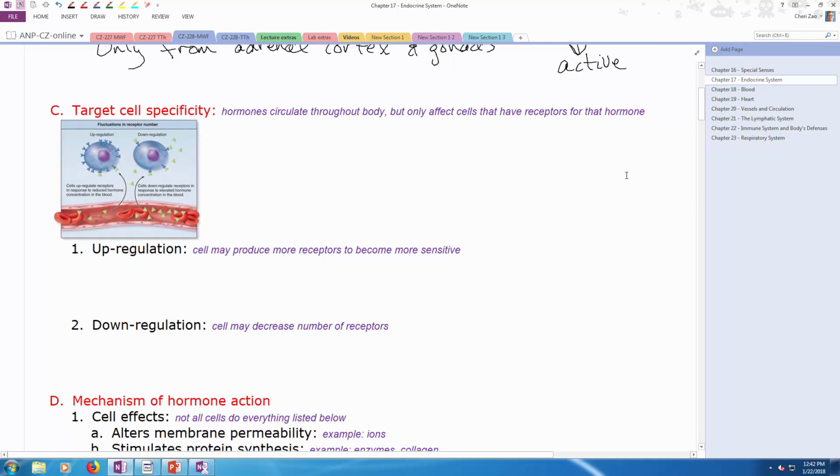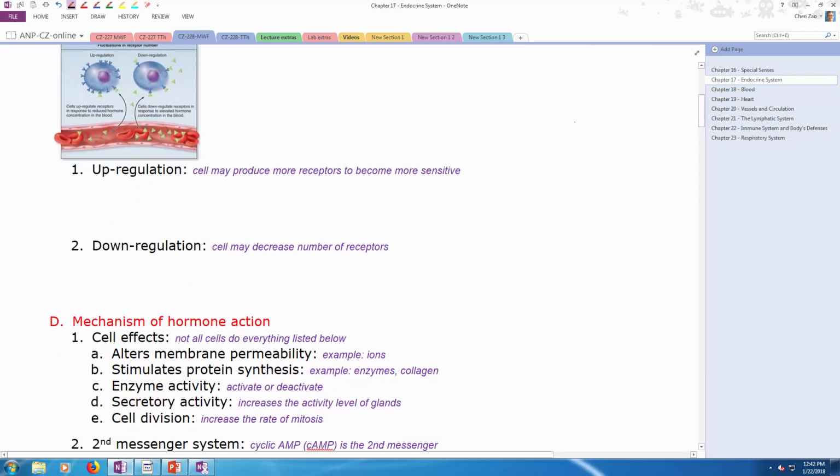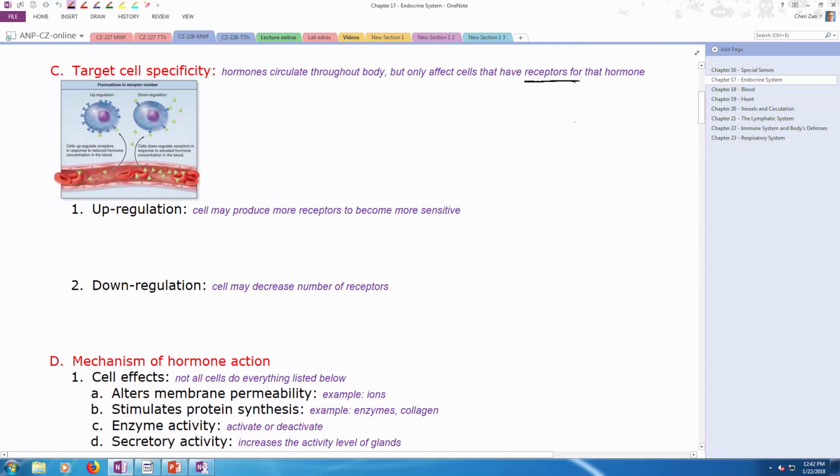Target cell specificity. And this is important because the hormones are dumped into the bloodstream. They circulate around in the bloodstream, but they only are going to activate cells that they're destined to activate. And the cells that they're destined to activate obviously must have receptors for that hormone.